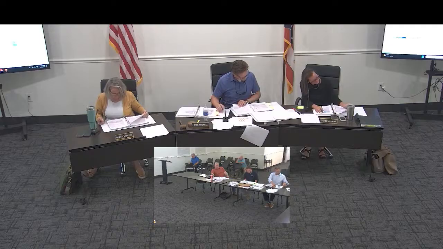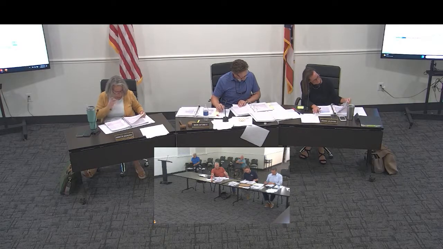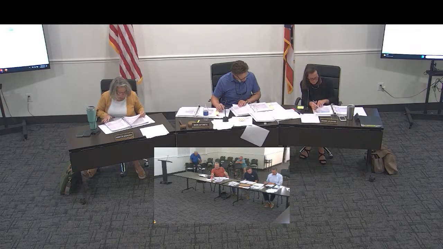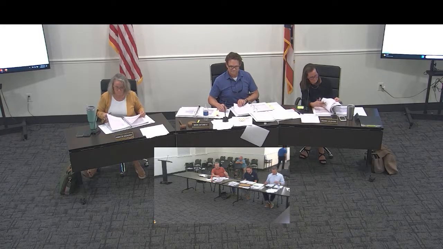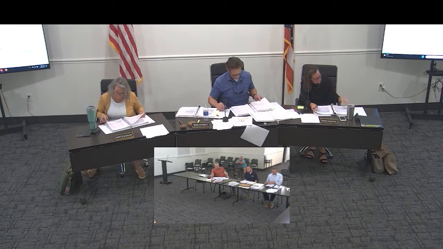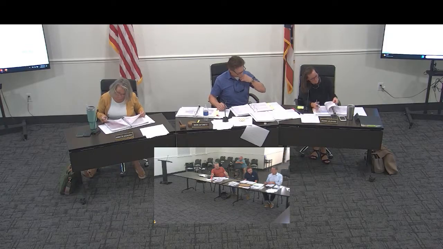Same, restructuring the language for the minimum or maximum square footage. These language changes are not a lot different than the planned commercial. Correct, it's very similar. Just the numbers are different because it's just a different district.